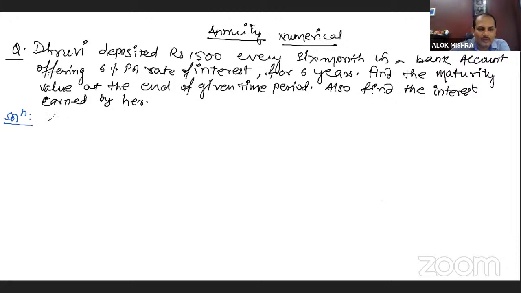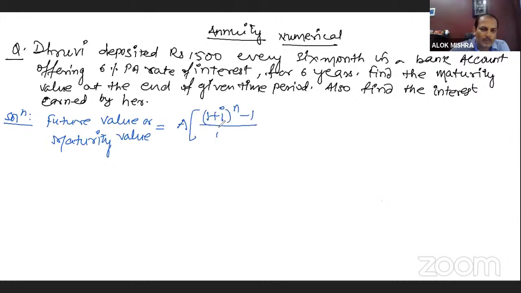So first of all, I'll write down the formula. Future value or maturity value is equal to A times (1 plus I) to the power n minus 1, upon I. For the people who had not attended the lecture yesterday, I'm rewriting the formula, where A is the periodic payment.